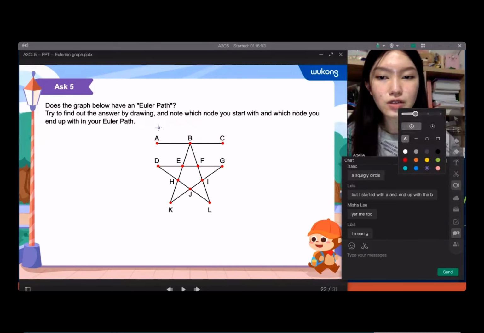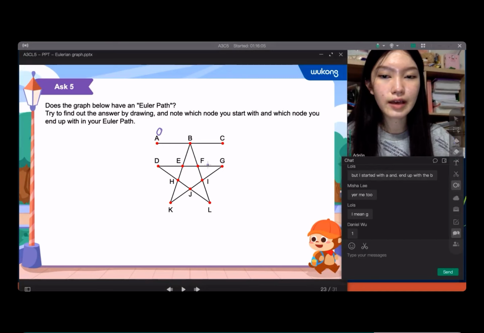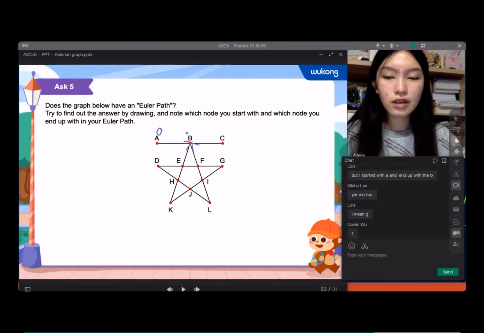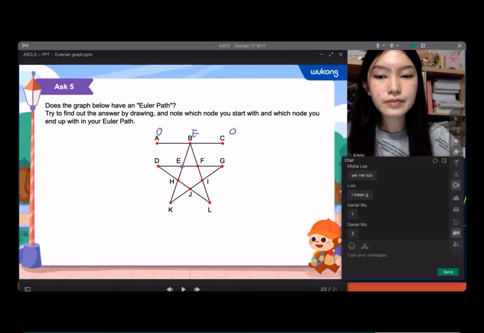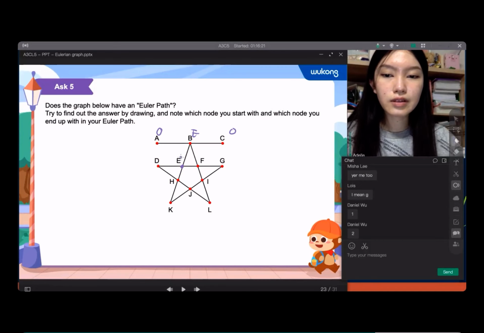There's only one edge, so I would say yes, that's an odd node. Okay, what about at B? 1, 2, 3, 4. That would be even. And C would also be odd. Okay, what about E? 1, 2, 3, 4. That's even. F is also even.